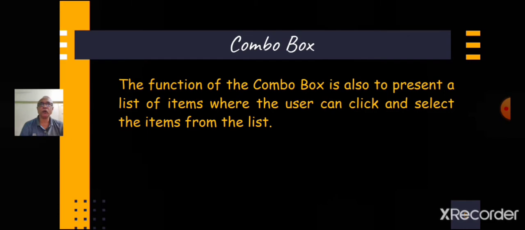The next common control is the combo box. The function of the combo box is also to present a list of items where the user can click and select the items from the list. However, the user needs to click on the small arrowhead on the right of the combo box to see the items which are present in a drop-down list. To add items to the list, you can also use the AddItem method.